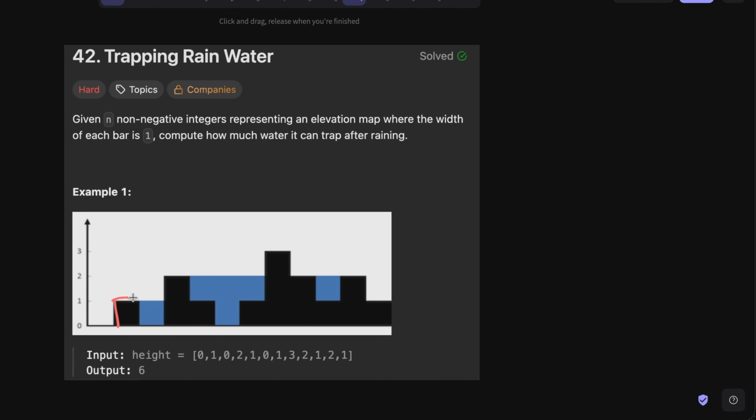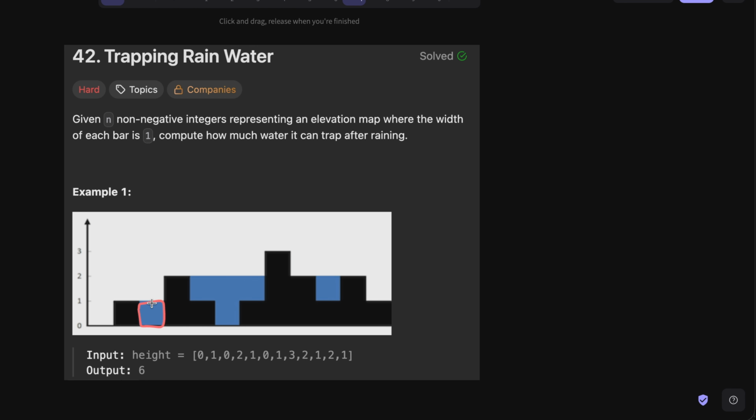Then we have a block here, okay? Now how much water can we store on top of this block? Well, nothing, right? Because there is nothing on the left side that is going to hold this water, right? Yes, there is a block on the right side that can help hold the water, but there is nothing on the left side. So all the water that will hit the top of this particular block will again go away. It will not stay.